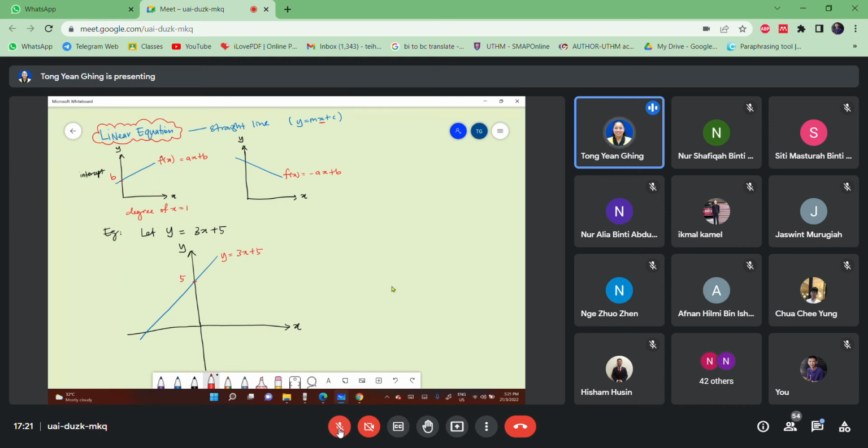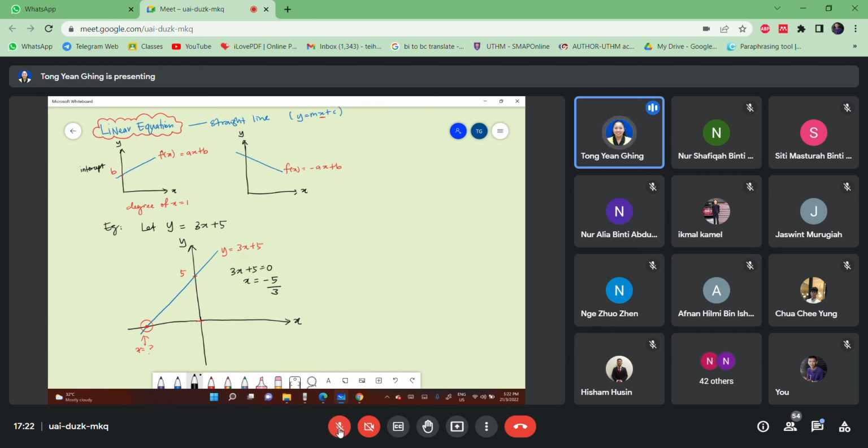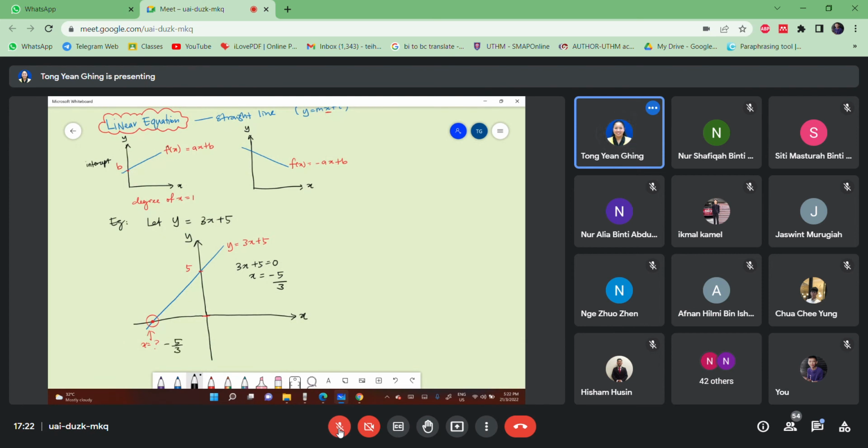So let's say I want to find this value, what is x. From this equation, I can easily get the value of x. When here at this point, the value of y is 0. Right, y is 0 here. So that means I can set this equation, 3x plus 5 equal to 0. So I can get the x. So x is equal to, this one we bring to the other side, negative 5, divide by 3. So at this point, this is negative 5 over 3. So it is very easy to get this value.